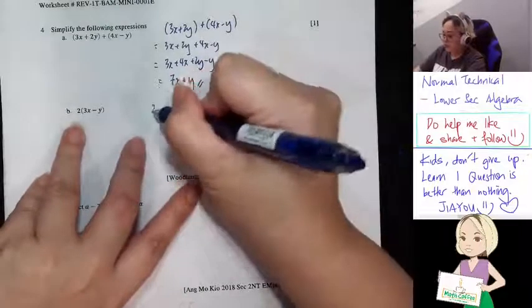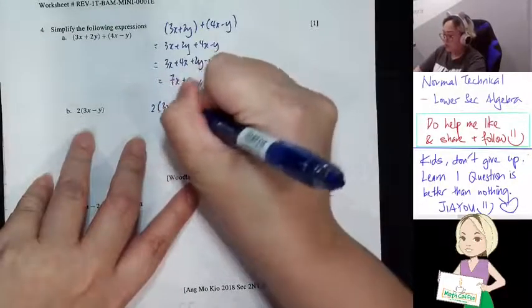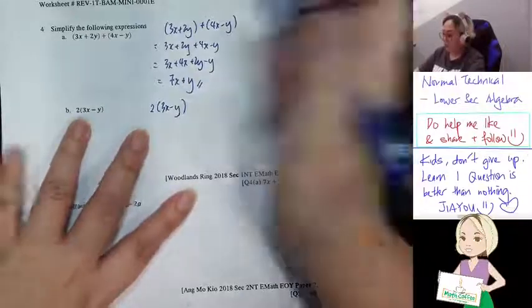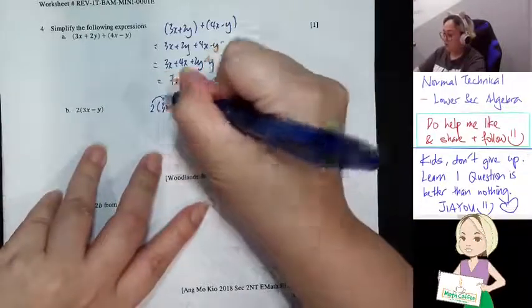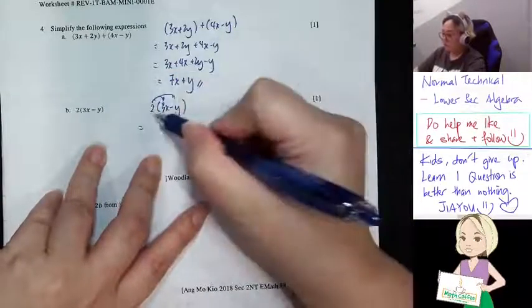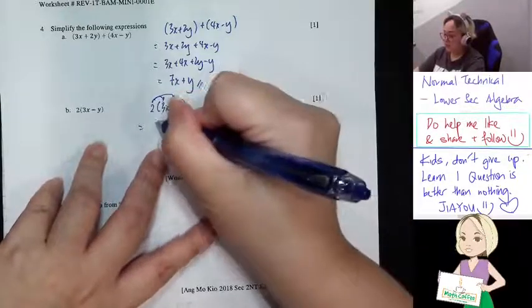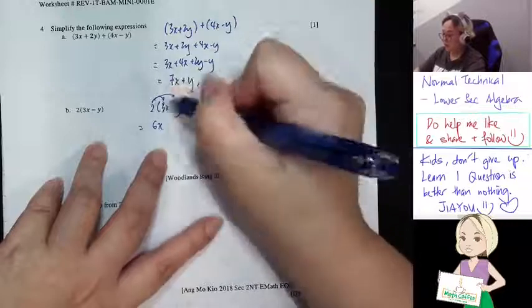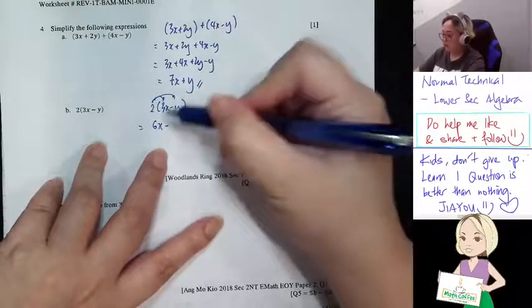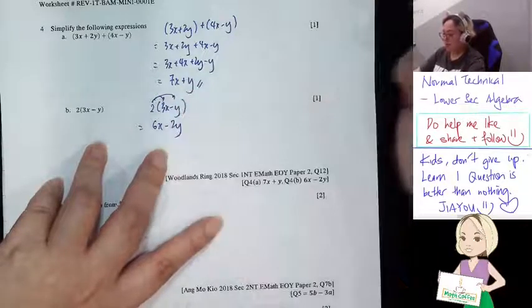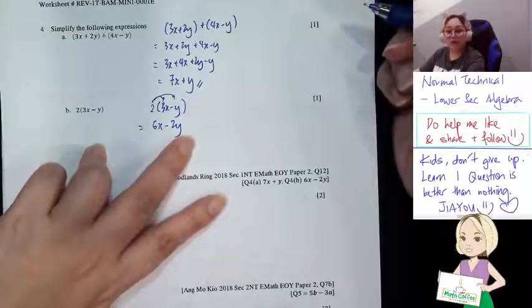Next. 2, we're going to rainbow with 3x minus y. So again, same thing, rainbow. So positive times positive is positive. I don't have to put a positive. So 2 times 3x is just 6x. Positive times negative, minus. 2 times y, 2y. So in the end, you get 6x minus 2y.